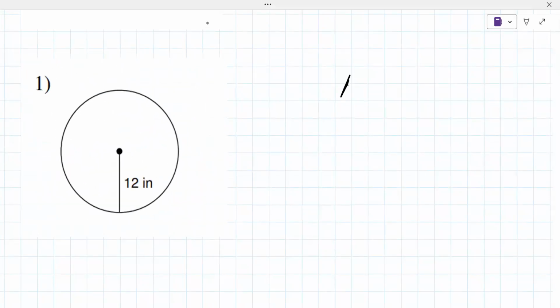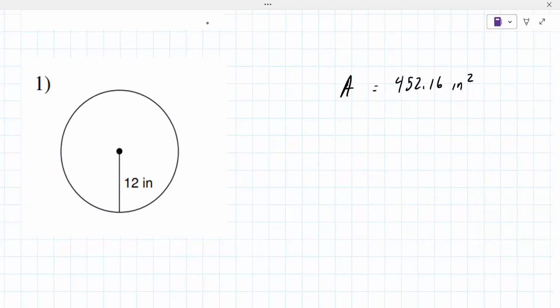So go ahead and find the area, please. 52.16 inches squared.